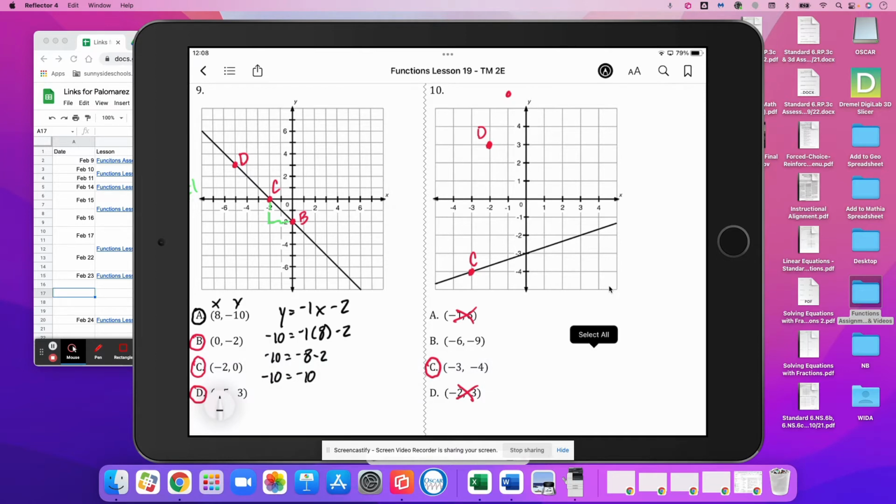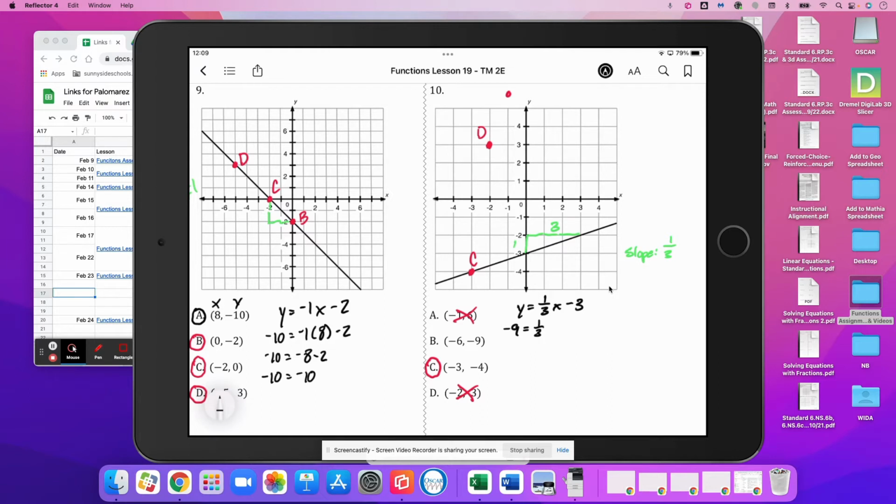So for B, we need to come up with an equation. And so our equation is going to look like our slope is going to be up 1 to the right 3. So slope is 1/3. Our y-intercept is negative 3. So y is equal to 1/3 x minus 3. And so our y value is negative 9.